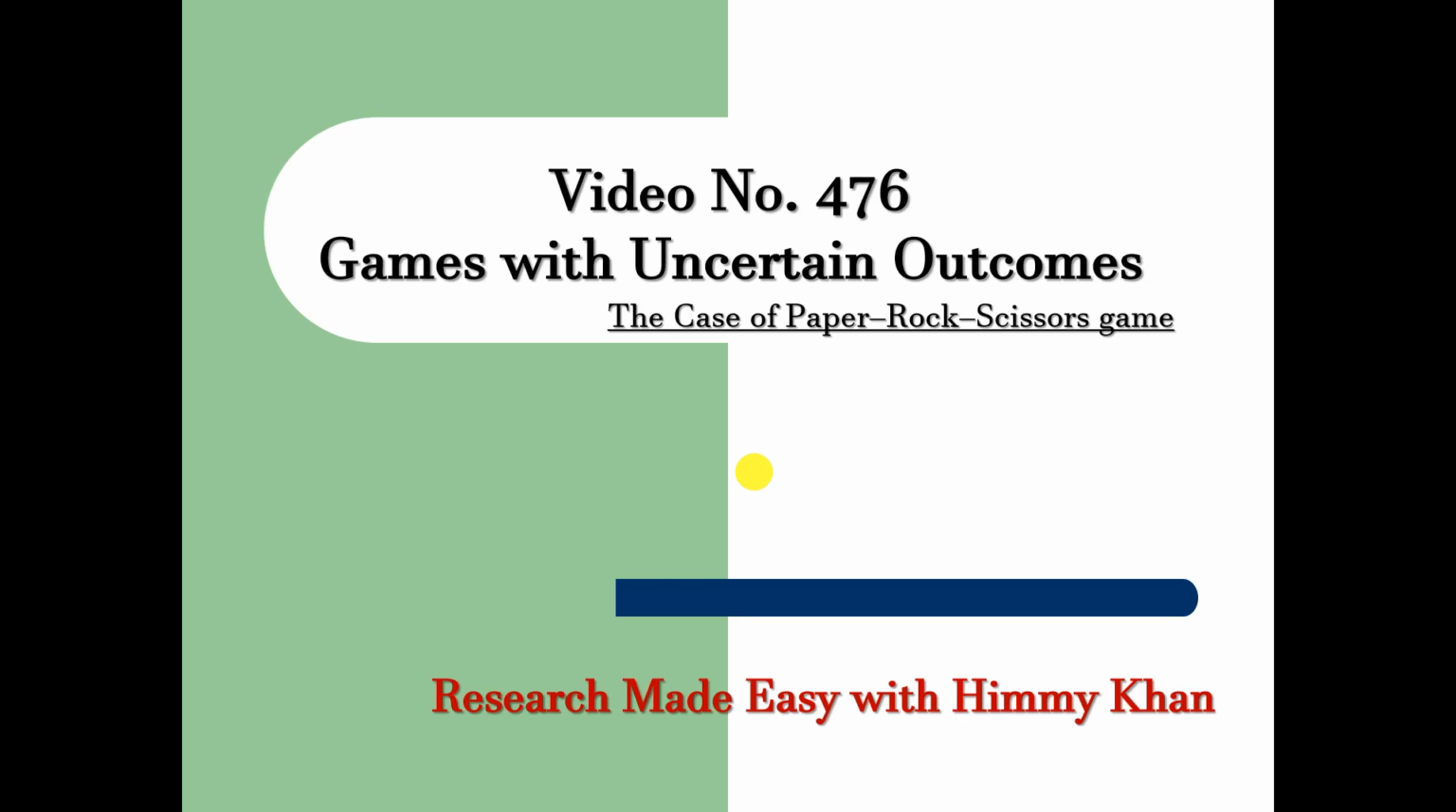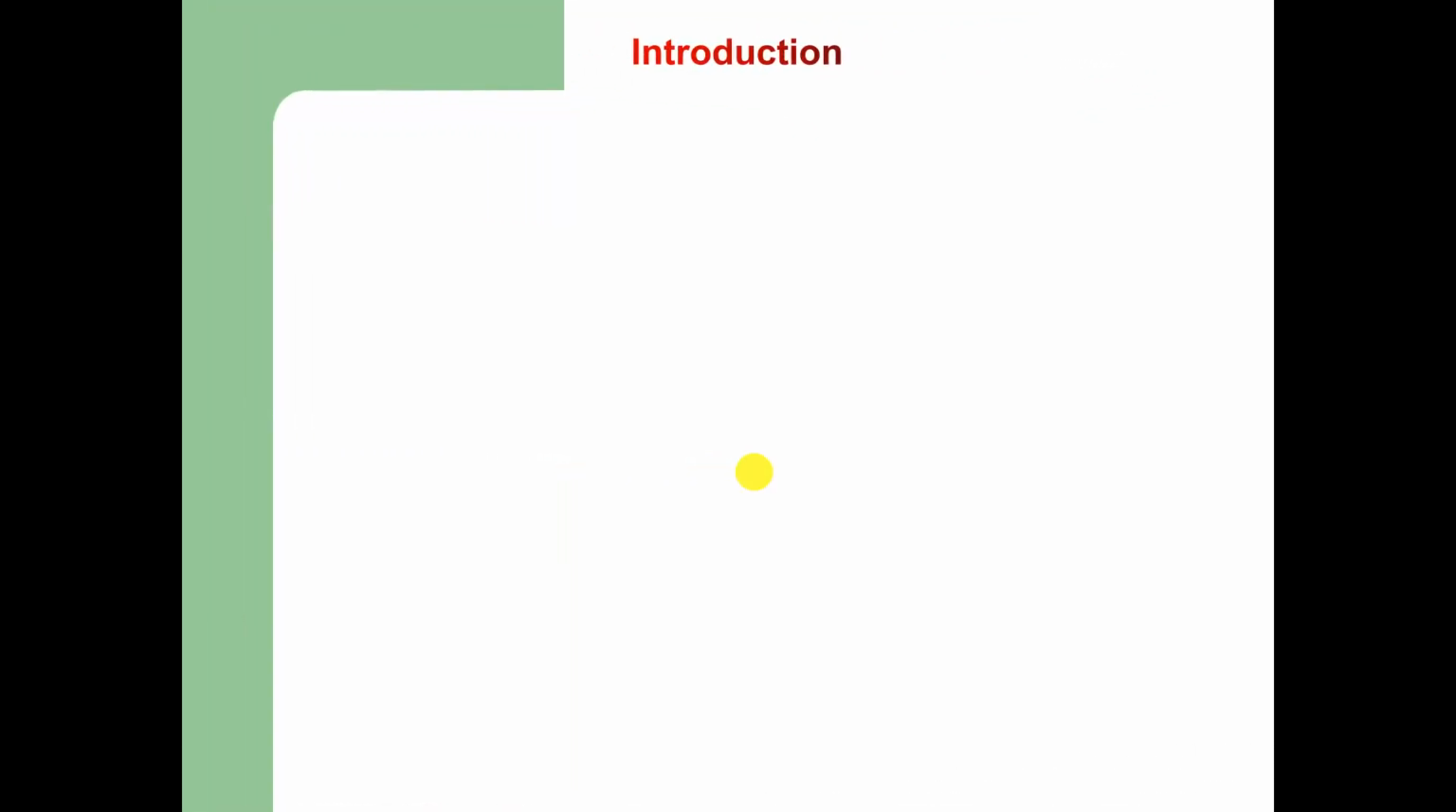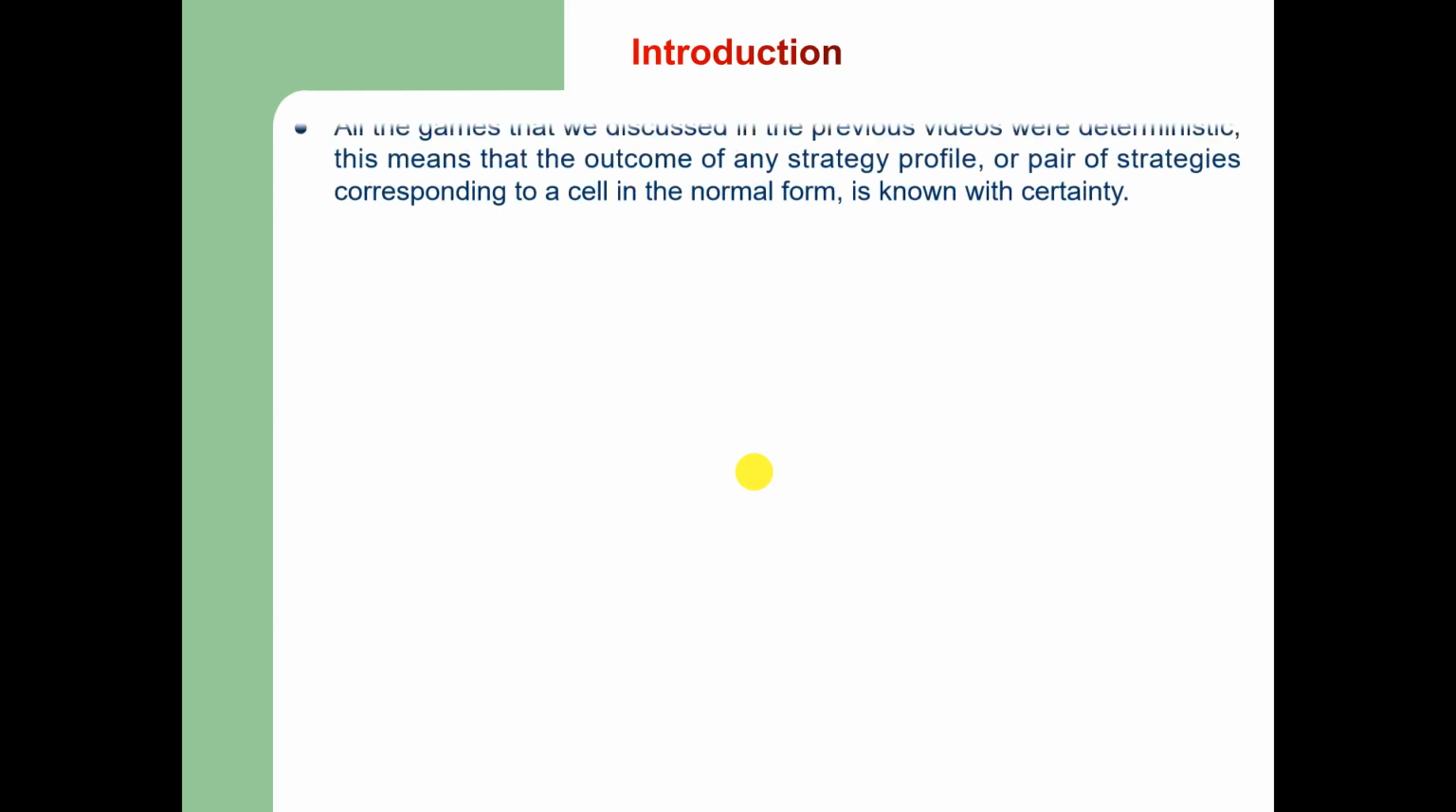In today's video, I'm going to discuss uncertain outcomes in a particular game. I'll start with the introduction of this game, but before that, let me explain some of the background. The various games that we discussed in our previous videos were of deterministic nature. They were deterministic in the sense that the outcome of any strategy profile, or pair of strategies corresponding to a cell in the normal form, was known with certainty.